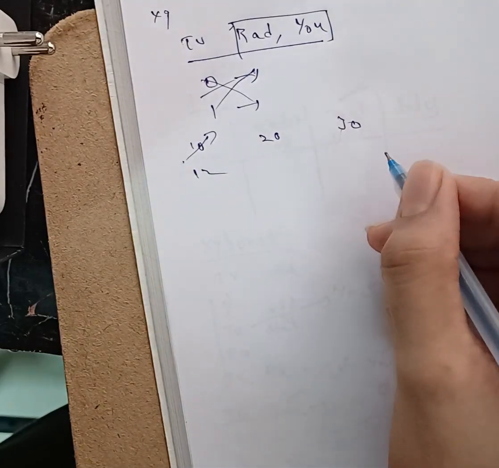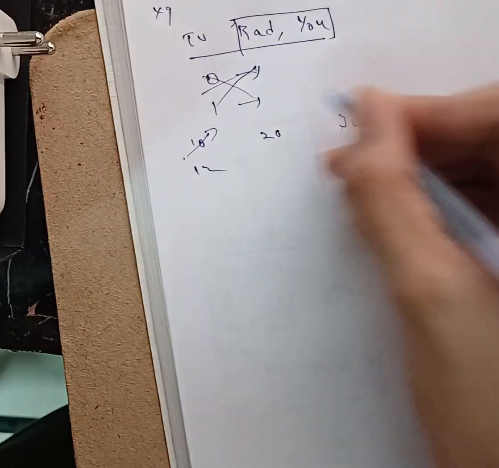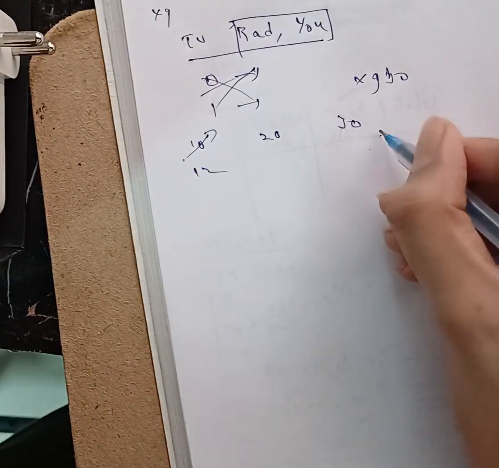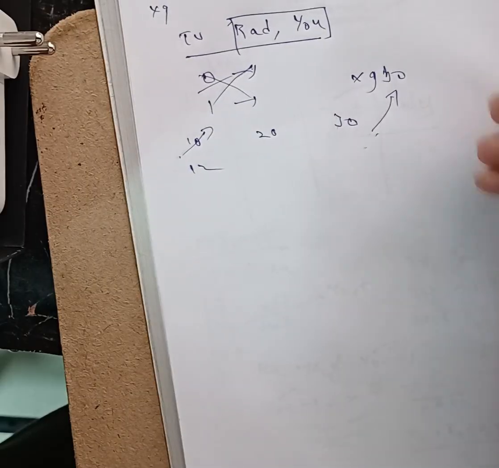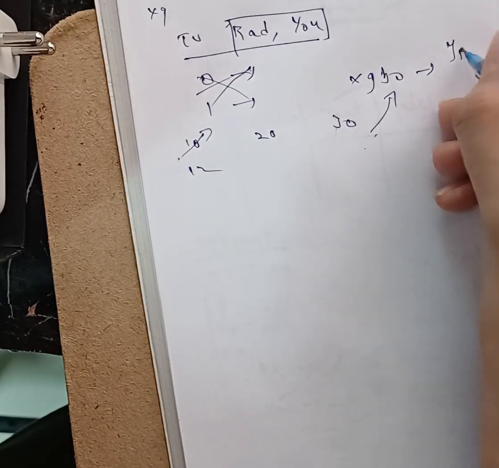Then we will pass this to the XGBoost model. Let's say this is the XGBoost model. Now we will pass these three values to the XGBoost model and we will get one output. This is Y-Pred.